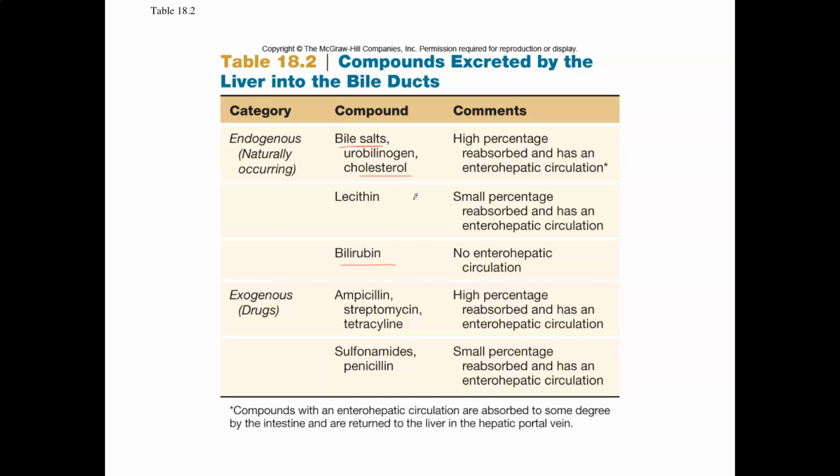And then we also see a variety of drugs and other foreign molecules that end up in the bile for excretory reasons. For example, on here it's showing different types of antibiotics: ampicillin, streptomycin, tetracycline, penicillin. These are all essentially drugs or xenobiotic molecules that are going to end up being moved into the bile and then can be eliminated from the body through the GI system.